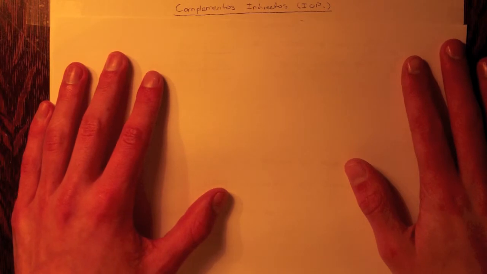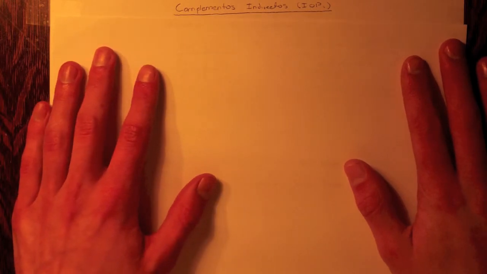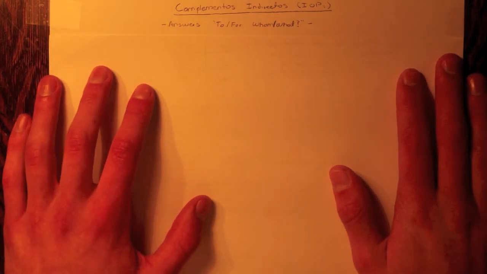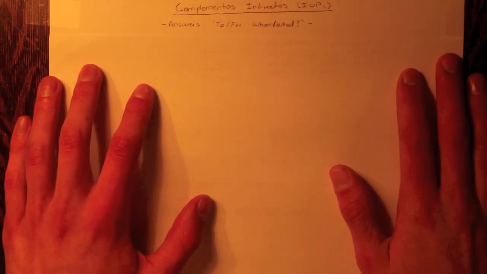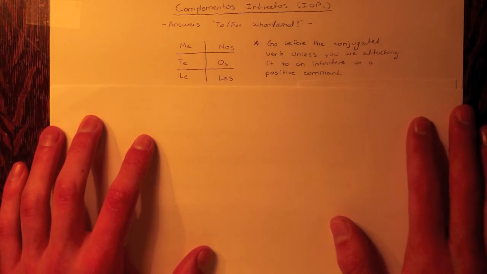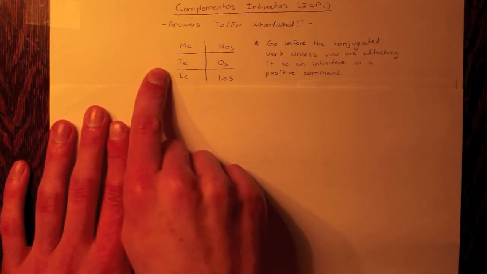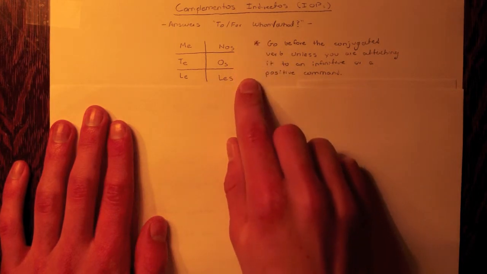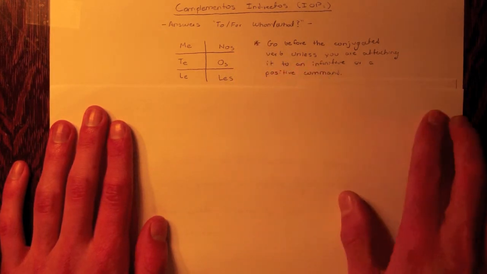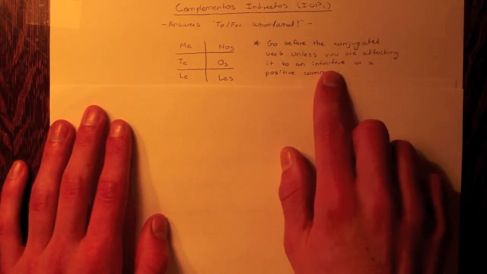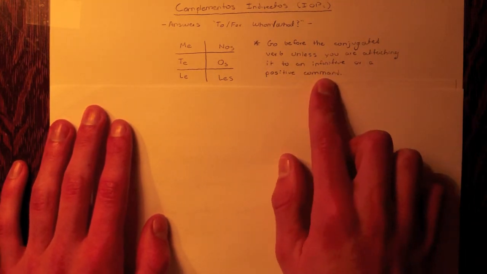Now we're going to talk about complementos indirectos, or indirect object pronouns. These answer the question to or for, whom or what. The pronouns are very similar to direct object pronouns, being me, te, le, nos, os, and les, and they always go before the conjugated verb unless you are attaching it to an infinitive or a positive command.